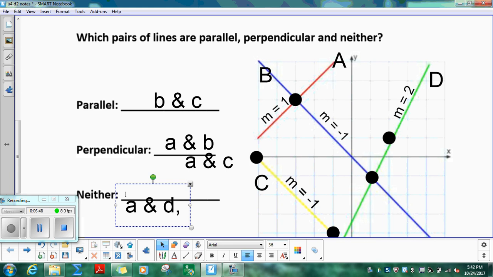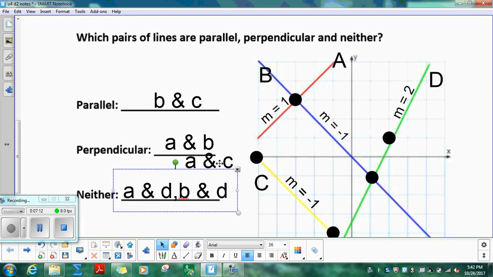Then we go on to B. B and C are parallel. A and B are perpendicular. B and D, they are opposite signs, but they're not reciprocals of each other. One is not a reciprocal of 2, so they're not perpendicular. And again, they're not the same number, so B and D have nothing special about them.